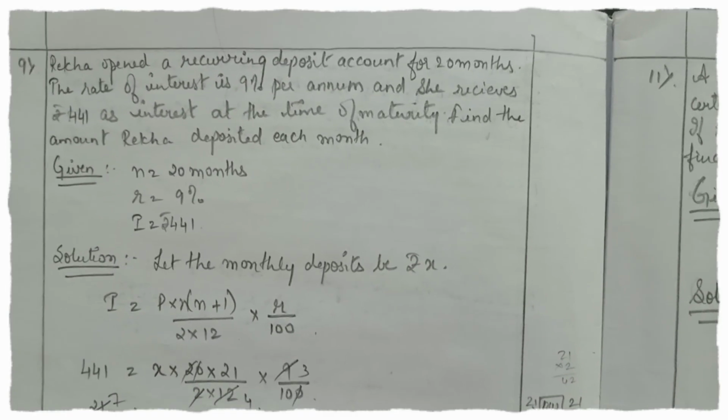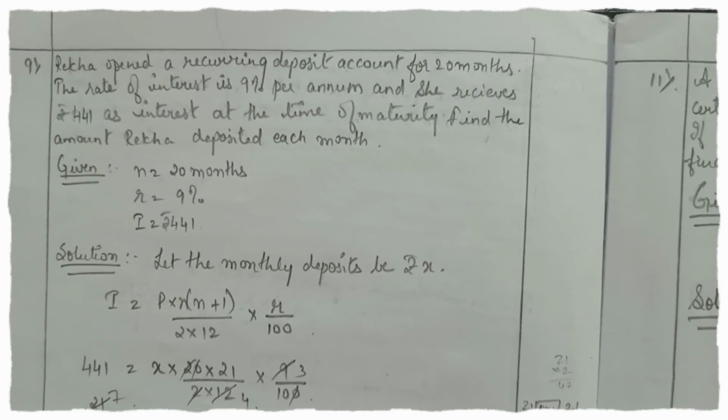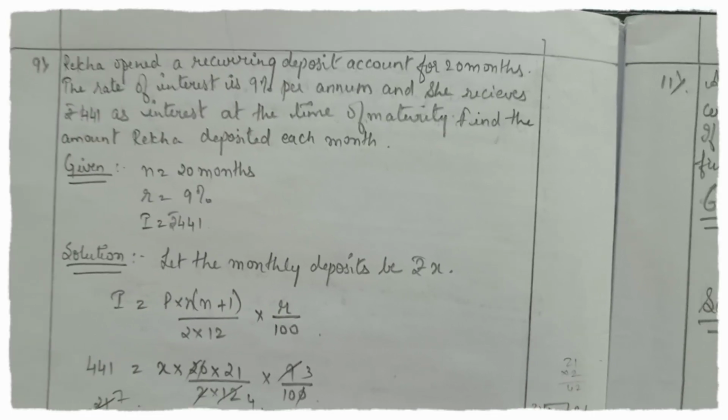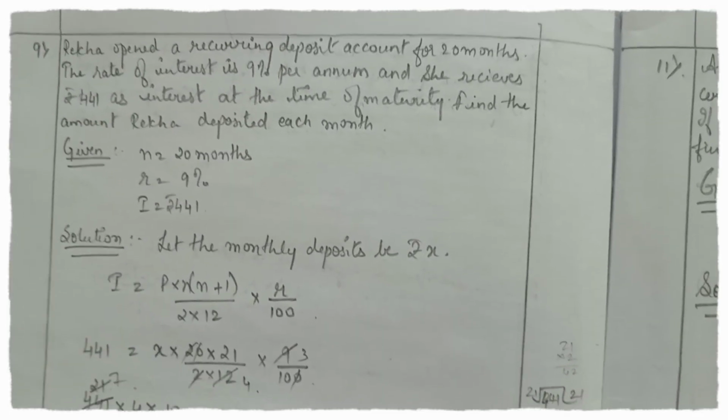Sum 9. Rekha opened a recurring deposit account for 20 months. The rate of interest is 9% per annum and she receives rupees 441 as interest at the time of maturity. Find the amount Rekha deposited each month.